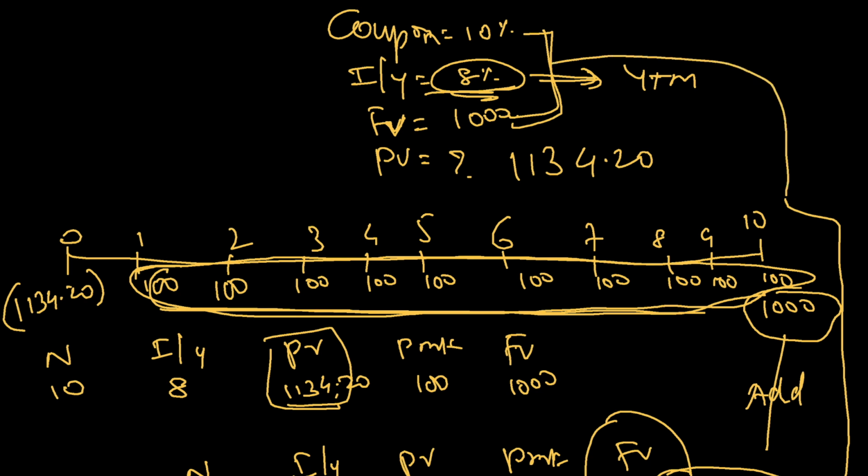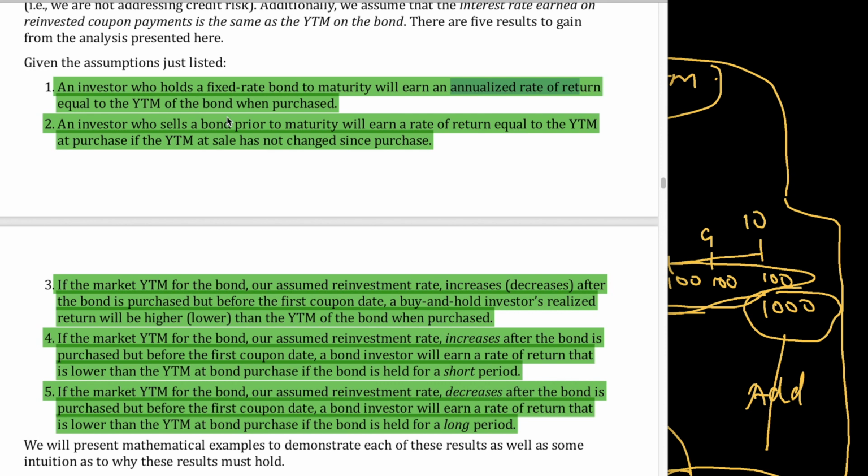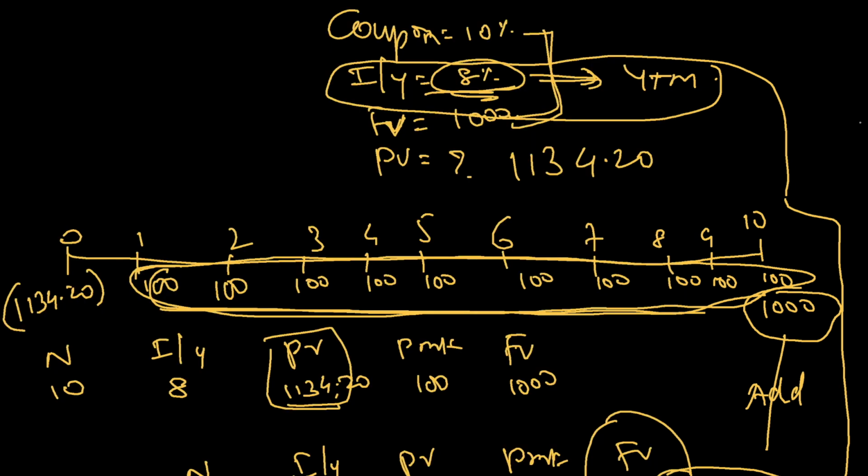Mentioned at the beginning itself. Okay. So this is what the first point proves. An investor who holds a fixed rate bond to maturity will earn an annualized rate of return equal to the YTM of the bond when purchased. So this is the derivation of the first point.